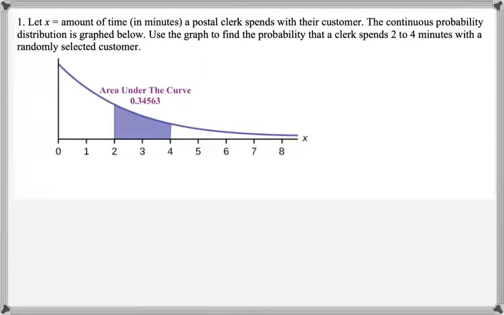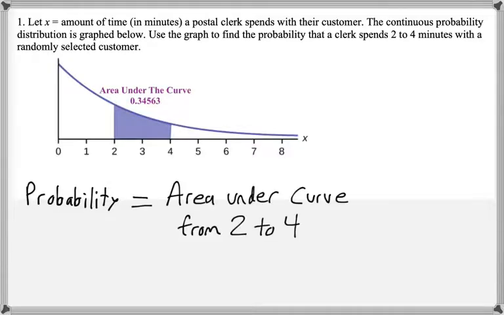Let x equal the amount of time in minutes a postal clerk spends with their customer. The continuous probability distribution is graphed below. Use the graph to find the probability that a clerk spends 2 to 4 minutes with a randomly selected customer. So the probability is equal to the area under the curve from 2 to 4. And this is because we are looking at from 2 to 4 minutes.